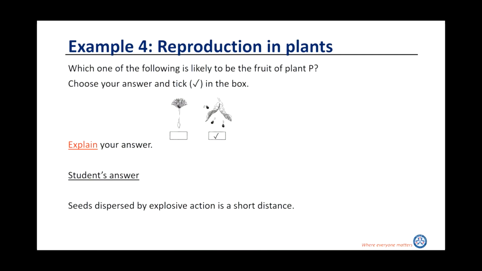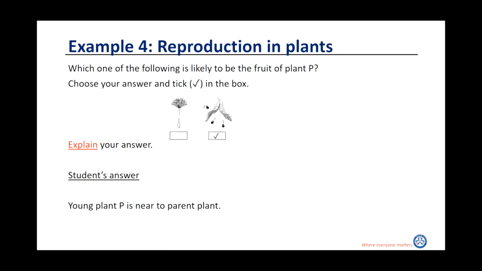The question needs our students to explain their answers to support why the fruit of plant P is more likely to be dispersed by explosive action rather than by wind. The student's answer is, seeds dispersed by explosive action is a short distance. A short distance due to dispersal by explosive action is the correct concept. However, there are two different types of methods of dispersal here. Therefore, we will need to use a comparative word, shorter, instead of short. The connection and evidence from the bar graph is missing. The conclusion of the choice of method of dispersal is missing too.